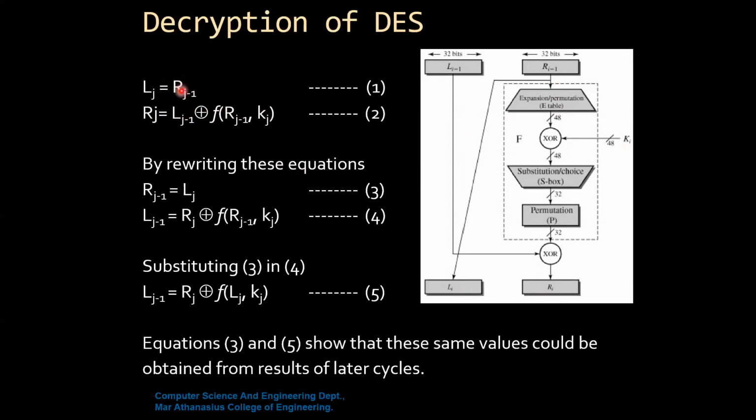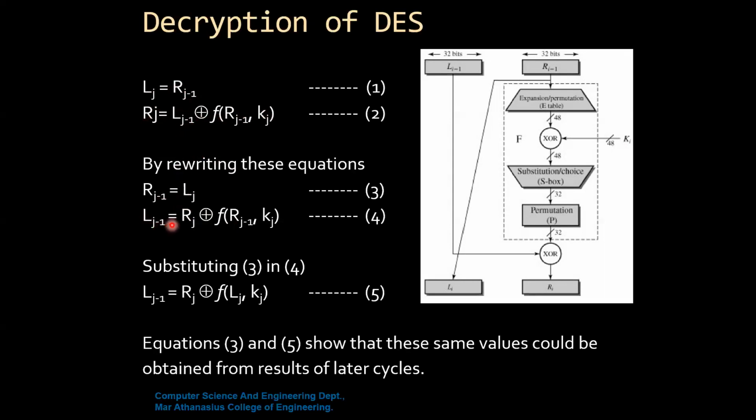So since this is a mathematical formula, we can rewrite these equations. If L of j is equal to R of j minus 1, then you can say that R of j minus 1 is equal to L of j. And by the property of the exclusive OR, that is, if A is equal to B exclusive OR C, then you can write B equal to A exclusive OR C. That is, R of j exclusive OR this function of R of j minus 1 and K of j will yield L of j minus 1. So that is the property of an exclusive OR.